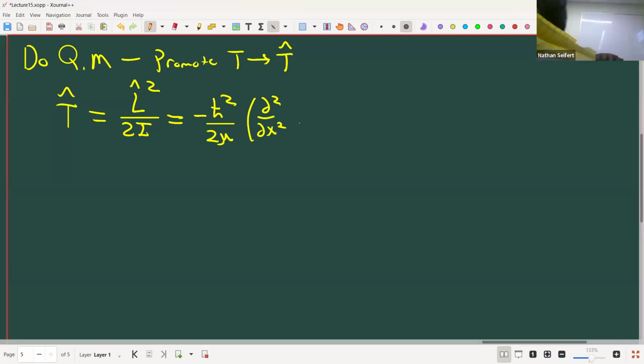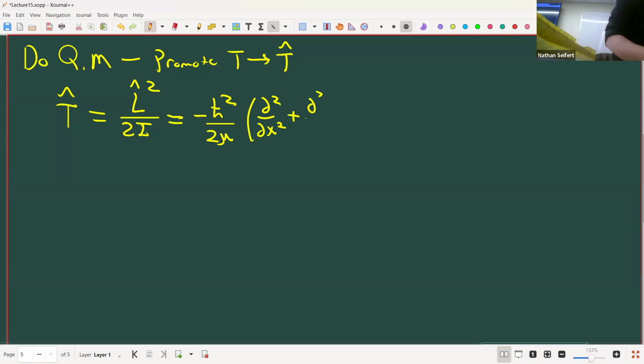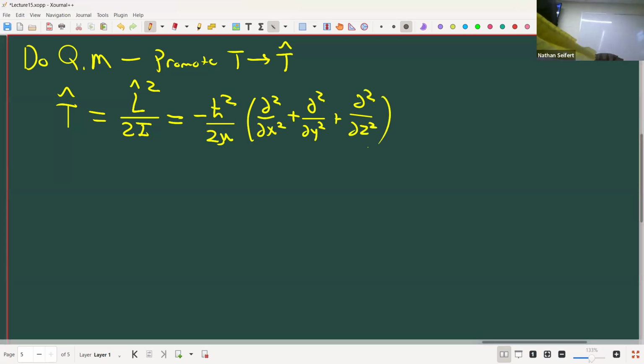But remember, this is a three-dimensional problem. So we need to also consider motion along y and z as well. So the kinetic energy operator is just a sum of the second derivatives with respect to the wave function, the second derivatives with respect to all the directions. We can see that there's a relationship that we can compare here between this equation and this equation. It kind of looks like L squared is proportional to minus h bar squared times this thing right here.